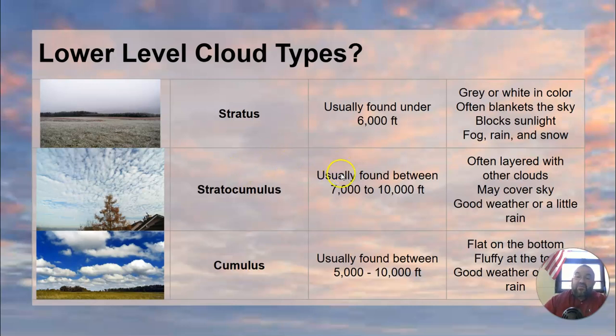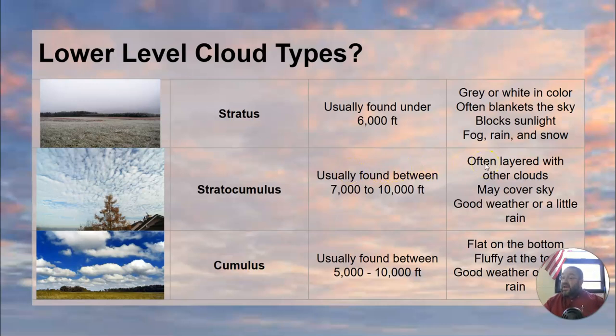And they're usually found at 7,000 to 10,000 feet, so a little bit higher than where you find the stratus clouds. Now, if you look at this picture here, you can see what that kind of looks like. It's a little bit higher up. They're definitely puffy, okay? Almost like little cotton balls that are just kind of sitting up there, but they're like groupings or lines of cotton balls up there, right?